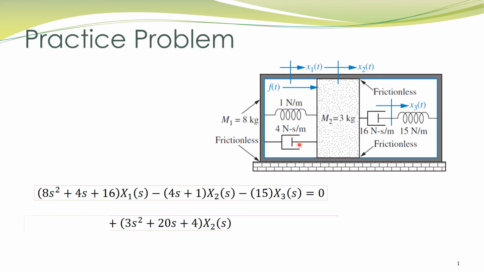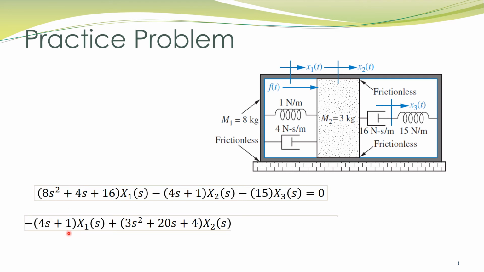Also this impedance is connected with this displacement x2. So 16 plus 4 is 20s. Next, this spring is connected with the displacement x2, and what else? So here is a typo. It must be 1 over here because the impedance of this spring is 1. So make this correction.